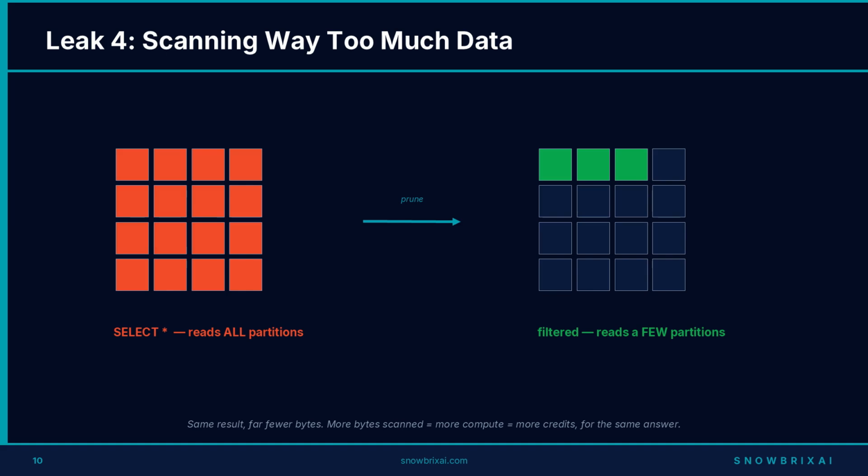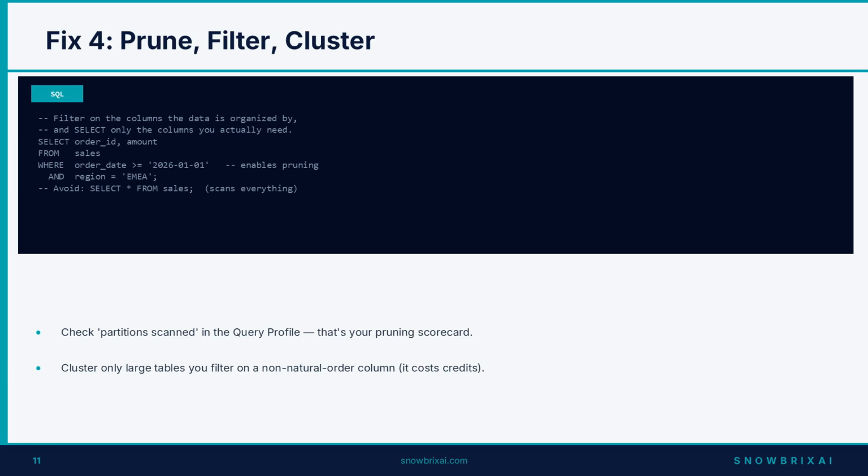Let me show you how to prune it. Here is the fix for 3 habits. No new product. Filter on the columns your data is organized by and select only the columns you actually need. Never select star on a big table.